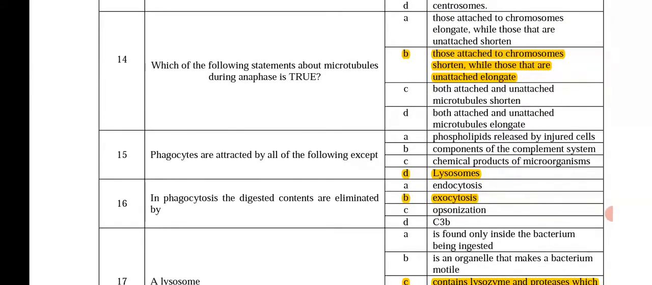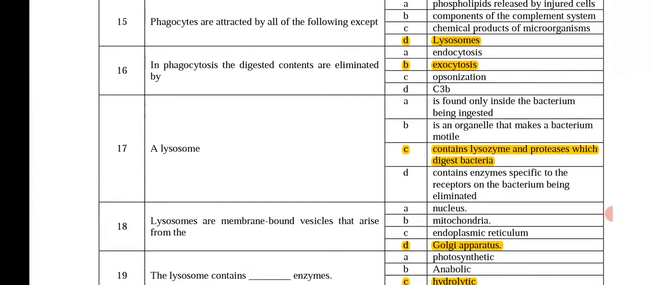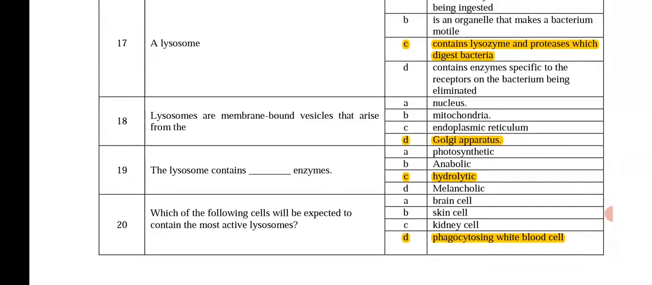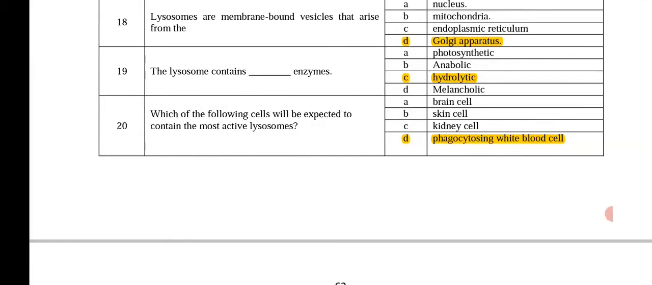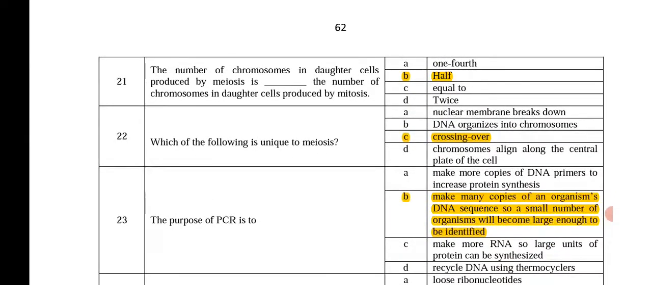Phagocytosis is assisted by all of the following except lysosomes. In phagocytosis, the digested contents are eliminated by exocytosis. A lysosome contains lysozyme and proteases which digest bacteria. Lysosomes are membrane-bound vesicles that arise from the Golgi apparatus. The lysosome contains hydrolytic enzymes. Which of the following cells would be expected to contain the most active lysosomes? Phagocytosing white blood cells. The number of chromosomes in daughter cells produced by meiosis is half the number of chromosomes in daughter cells produced by mitosis. Which of the following is unique to meiosis? Crossing over.